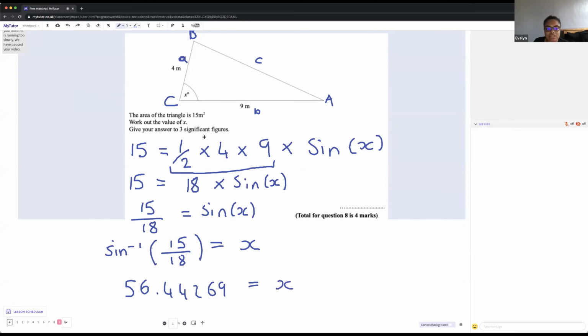Now again, it does tell us how to leave our answer. It says leave it to 3 significant figures. So it's going to be 56.4 degrees. And always remember to leave your units, even if it's angles, it still has a unit. It's always in degrees. So brilliant, well done.